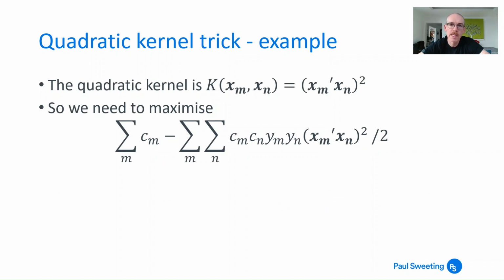So here's an example using the quadratic kernel. Now we know the quadratic kernel is k of xm, xn equal to xm transpose xn all squared. So what that means is we need to maximize the sum over all m of cm minus the sum over m and n of cm cn ym yn (xm transpose xn) all squared over 2. So we can ignore the transform that got us to this kernel in the first place.